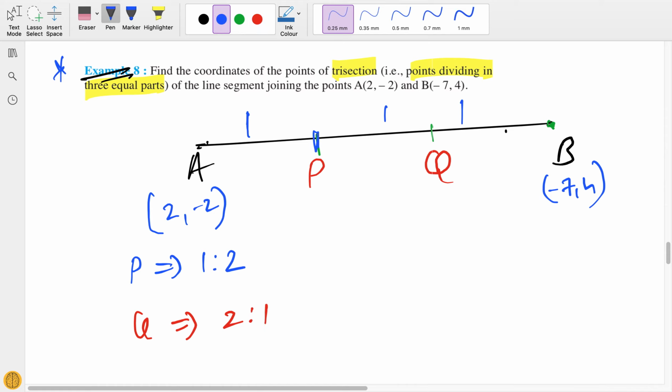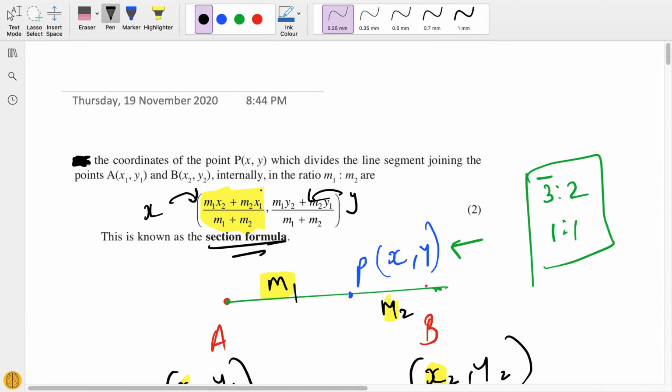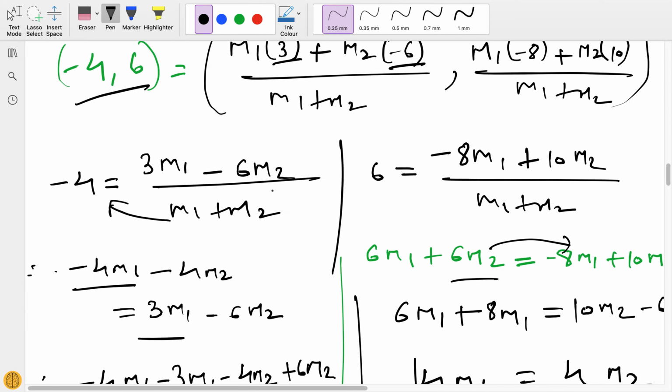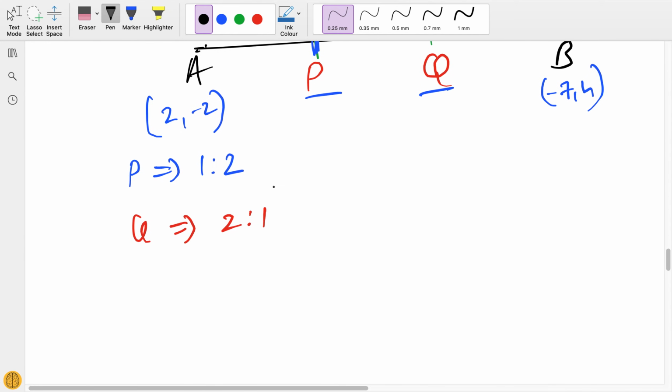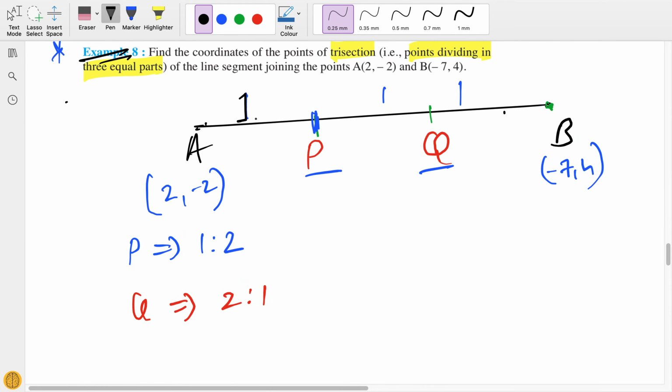P is the first point of this trisection. So we have to find these points P and Q. These 2 points divide this line in three equal parts. So if all three are equal, then point P divides this AB in the ratio 1 is to 2.